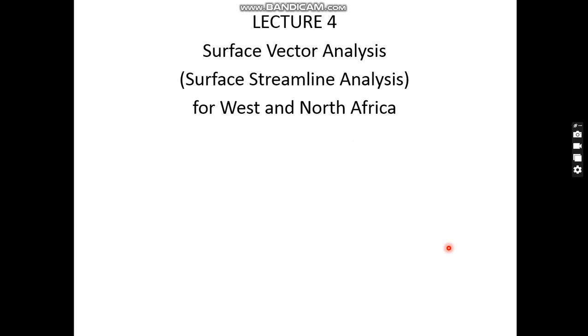We've now come to the fourth lecture, which is still on surface vector analysis, surface streamline analysis for West and North Africa. We've just been through lecture 3, involving surface vector analysis for North Africa and Europe. Now this is the cropped map for North and West Africa.